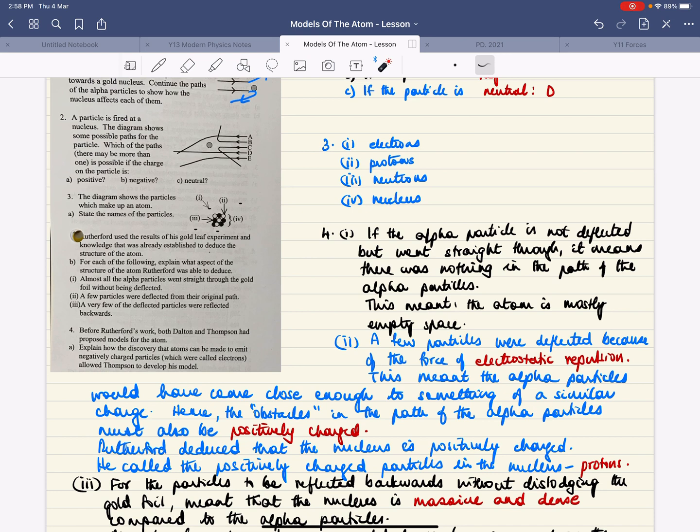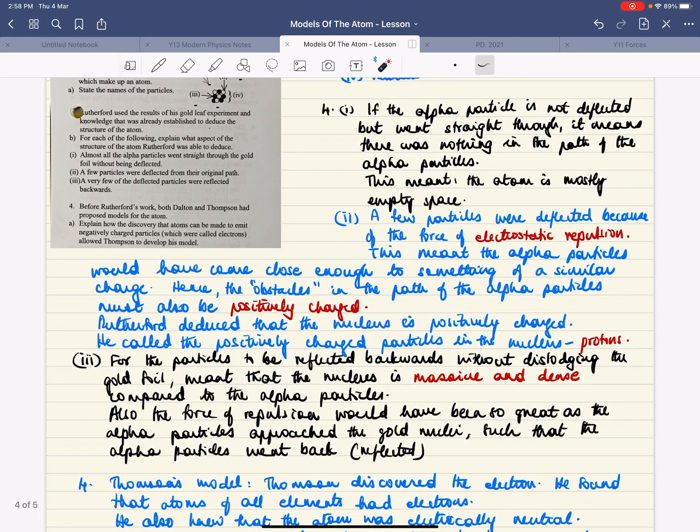Okay, and then the next one is a few of the particles were deflected from the original path, and that's because of the force of repulsion, and because it's between charged particles, we call it electrostatic repulsion. That means that the alpha particles would have come close enough to something of a similar charge. So the obstacles in the path of the alpha particles would also be positively charged. So that's why he came up with his conclusion to say that the nucleus is positively charged, and these positively charged particles, he named them protons.